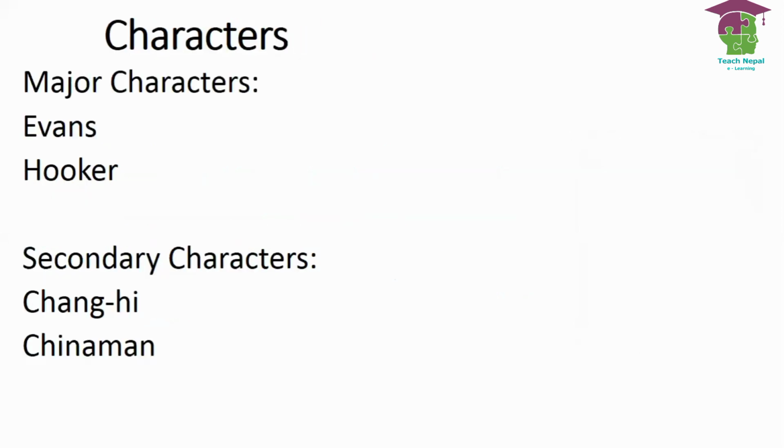Now let's see the characters. The major characters of this story are Evans and Hooker. These two friends are the major characters. The secondary characters are Chang He, a Chinaman; Chang He is a Chinese name. These are the characters of the story. Evans and Hooker go to collect the treasures in the forest, and they face some problems, and they even lose their lives there.